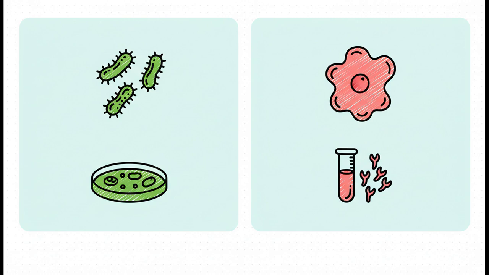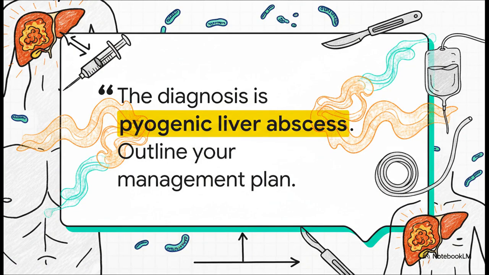On the other hand, an amoebic abscess caused by the parasite Entamoeba histolytica is classically linked to a history of diarrhea. Serology for that is super sensitive, positive in about 95% of cases, and if you were to aspirate it, you might find that classic anchovy sauce pus. The serology for entamoeba comes back negative, so the diagnosis is a pyogenic liver abscess.